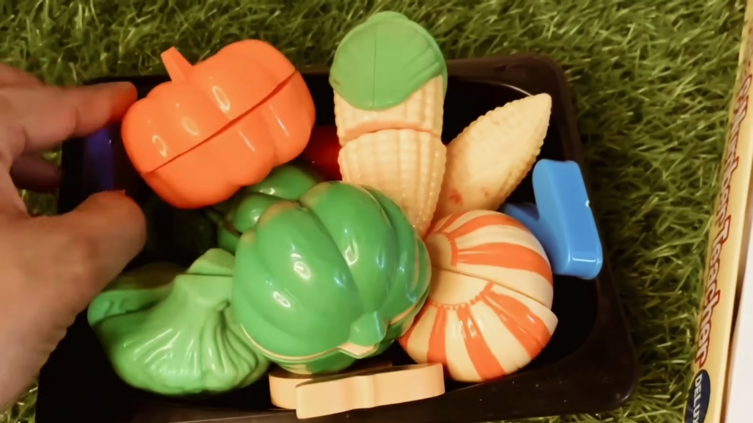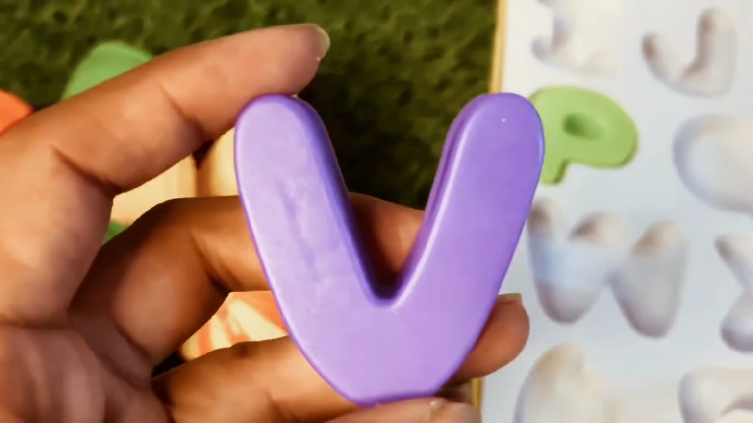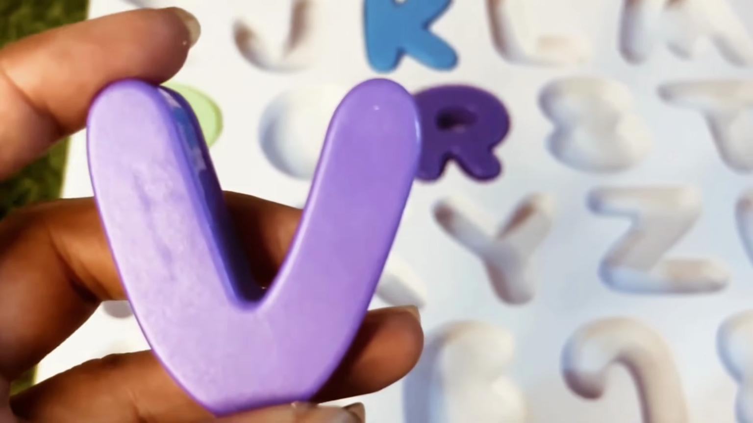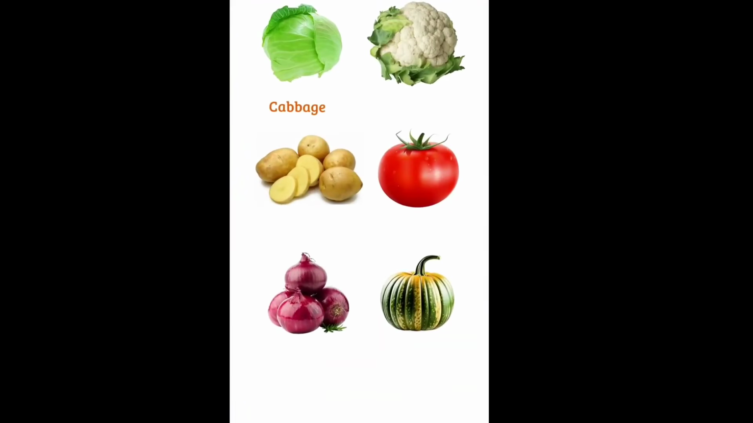Our next letter is here, letter V. V is for vegetable. Cabbage, cauliflower, potato, tomato. Let's put V right here.